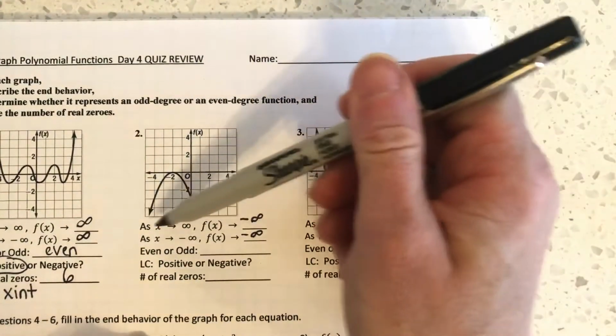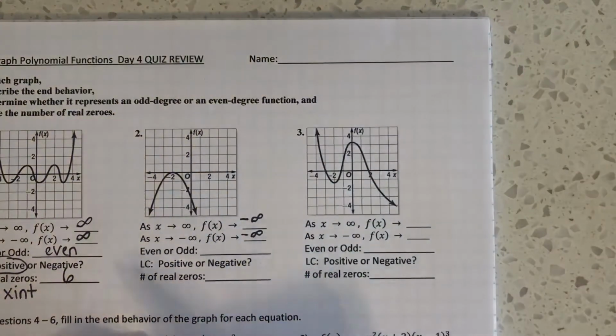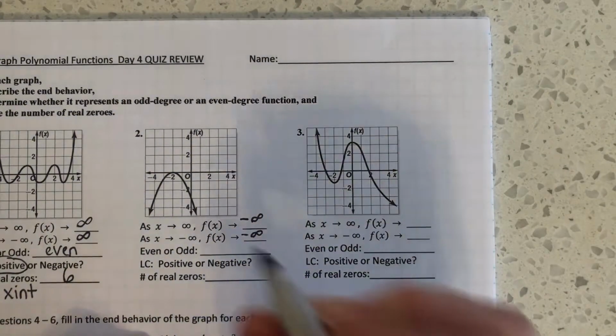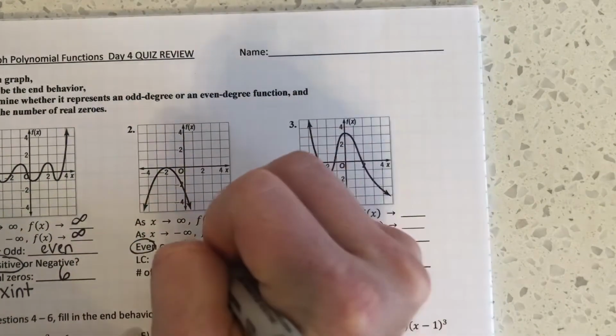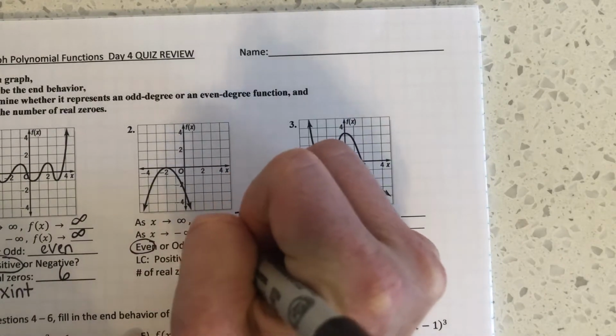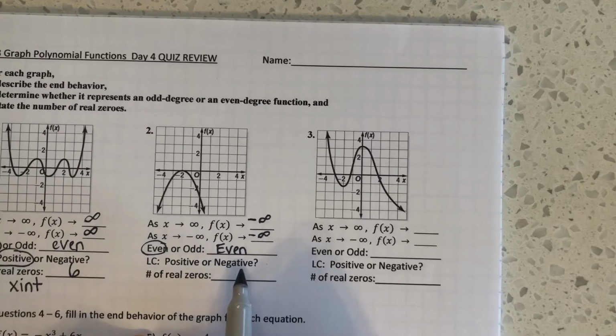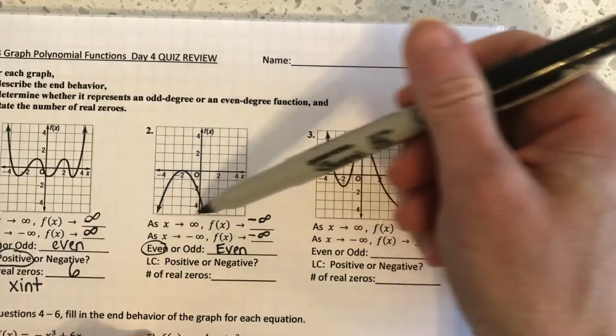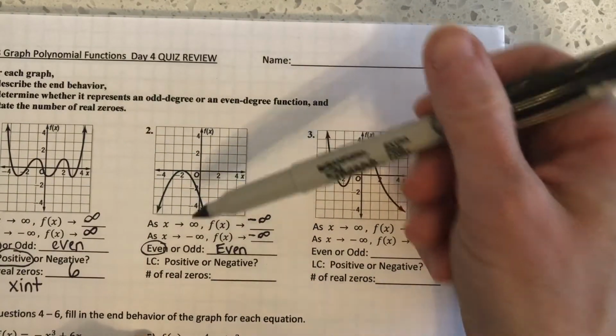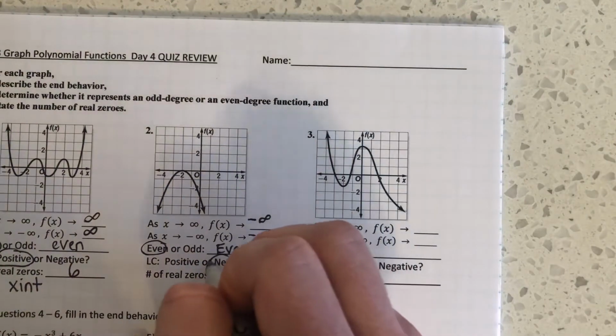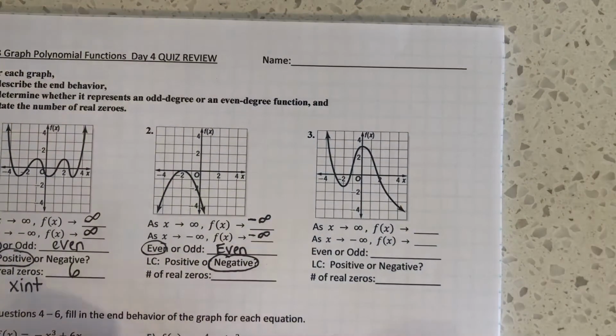Okay, well, is this the graph of an even or odd polynomial? Well, if the end behavior is the same, if they're both down, was this an even or odd degree? It would have to be even since the end behavior is the same. All right, well, is the leading coefficient positive or negative? Well, if they both ended down, that would be because the leading coefficient is negative. Okay, all right, and then they asked you to count the number of real zeros.